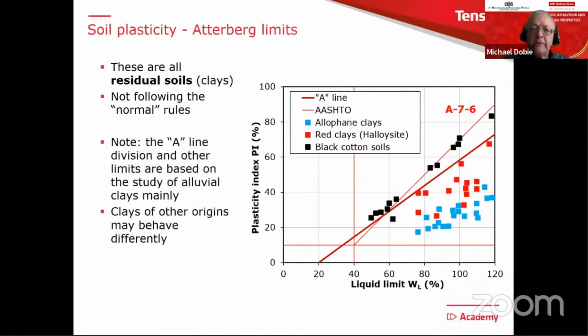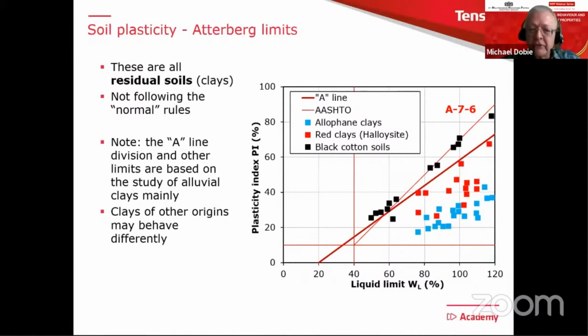And you can see there we have three clays. We have black cotton soils, which are essentially montmorillonite, or rich in montmorillonite. We have the red Tanamera clays, where we have a lot of this halloysite clay mineral. And we also have allophane clays, which is another interesting type of clay derived from volcanic material.